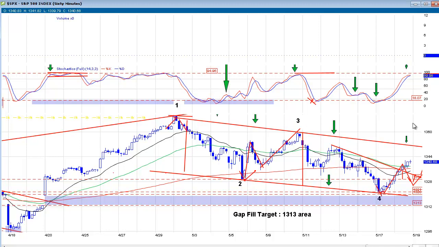Now, what do you do intraday with this? We're able to break it down on the daily. We see the daily chart. We see the 60-minute chart.